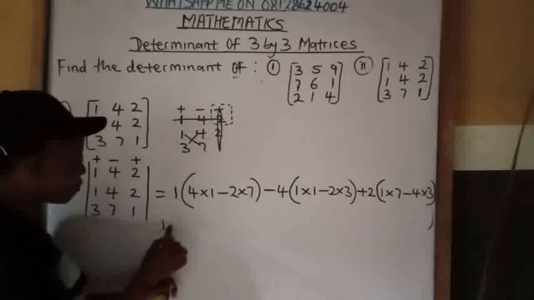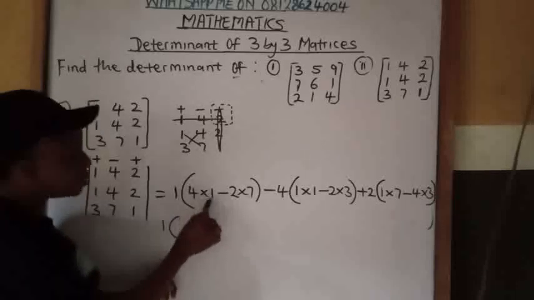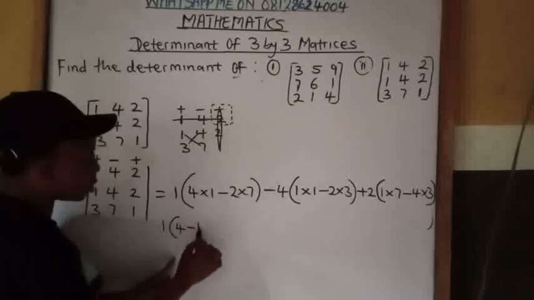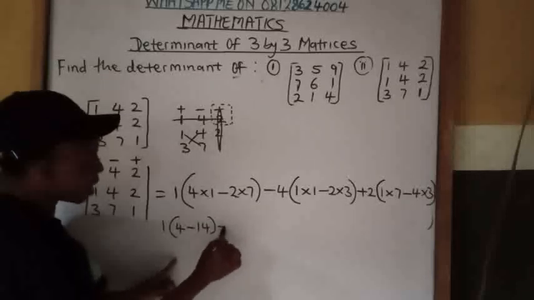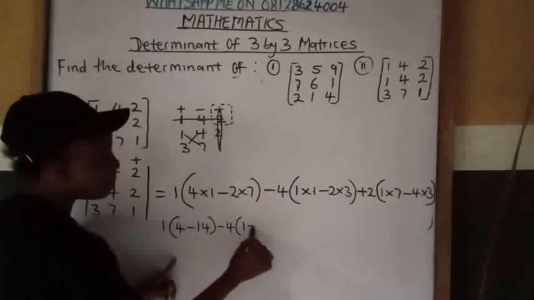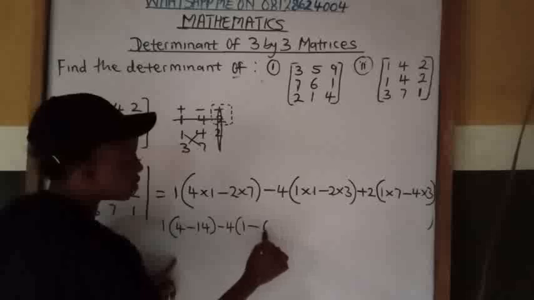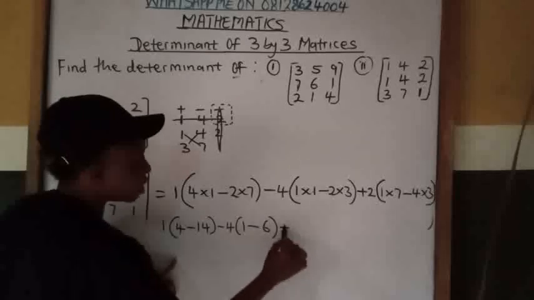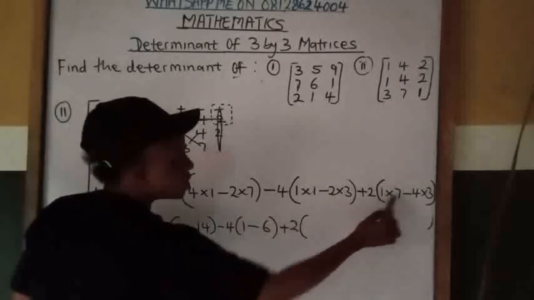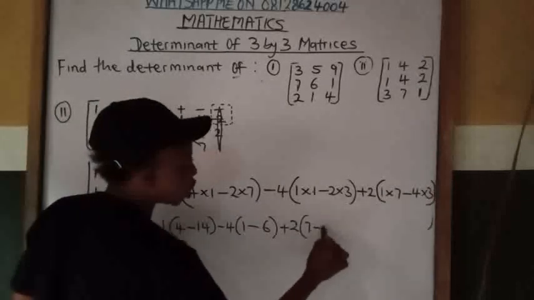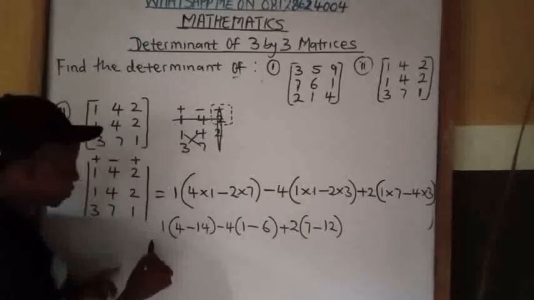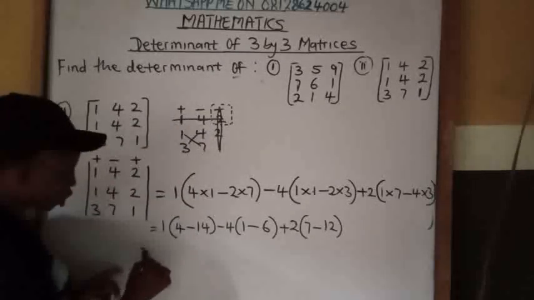So let's open the bracket. Here we are going to have 1 into bracket: 4 times 1 will give us 4, minus 2 times 7 will give us 14. Then minus 4 into bracket: 1 times 1 will give us 1, minus 2 times 3 will give us 6. Close the bracket. Then 2 into bracket: 1 times 7 will give us 7, minus 4 times 3 will give us 12. So let's solve it further.